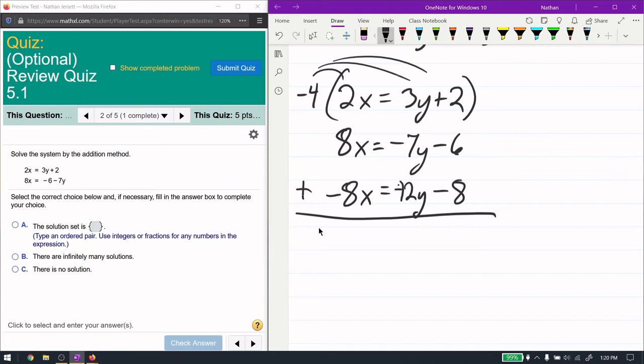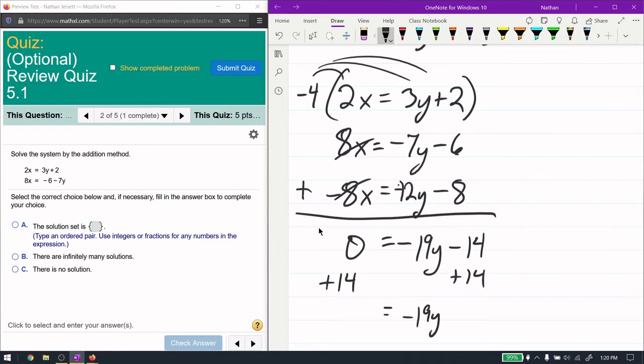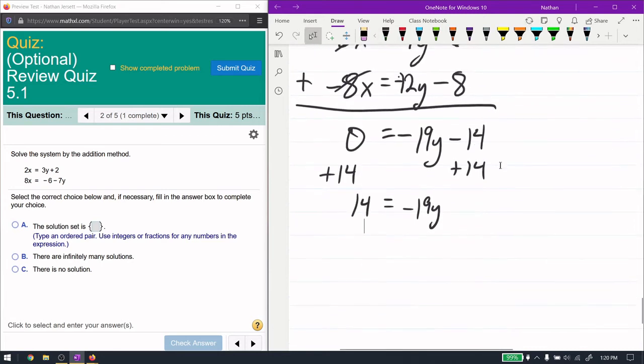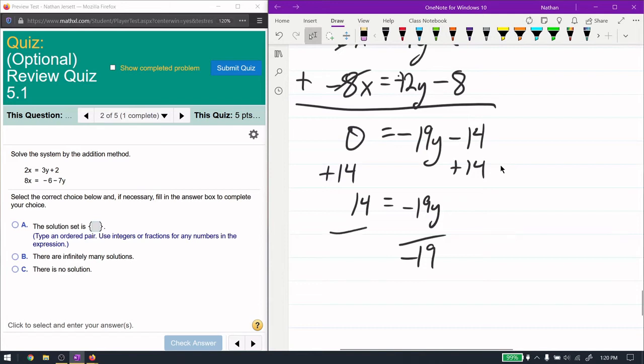If we do the addition, we go straight down. 8x minus 8x is 0. Negative 7y minus 12y is negative 19y. And negative 6 minus 8 is negative 14. Okay, now we can get y by itself. Negative 19y equals 14. And finally, divide by negative 19, giving us y equal to negative 14 over 19.